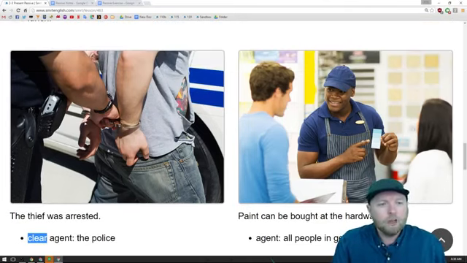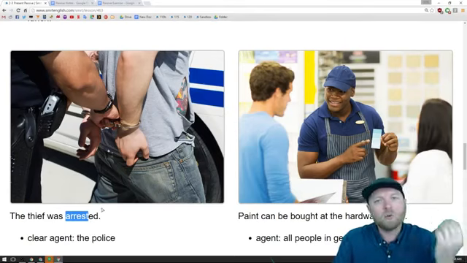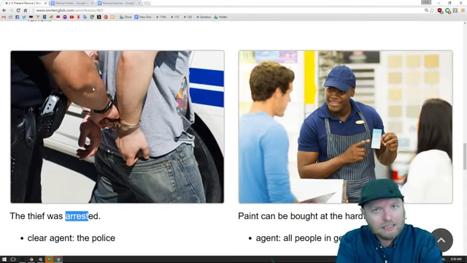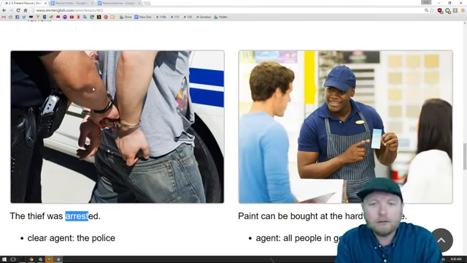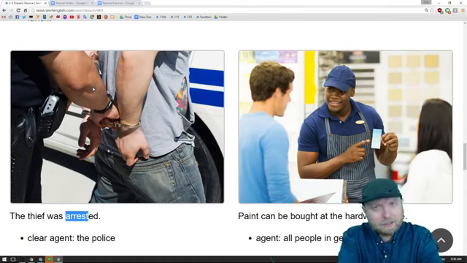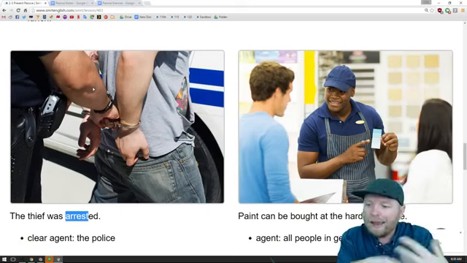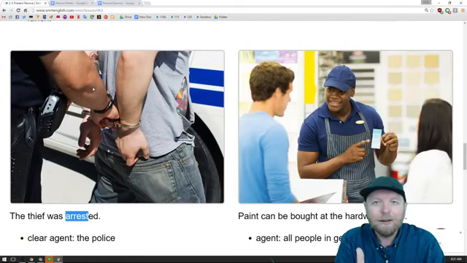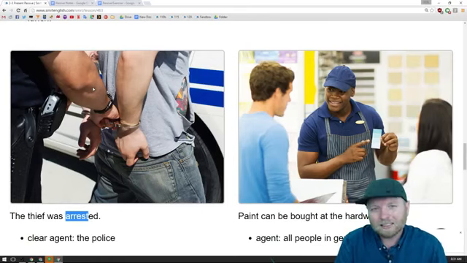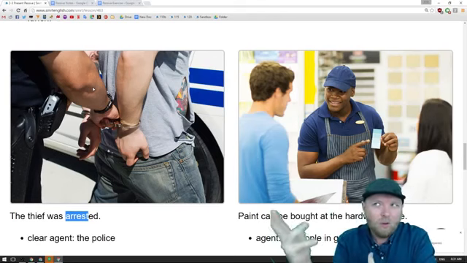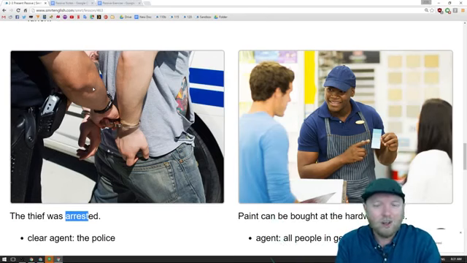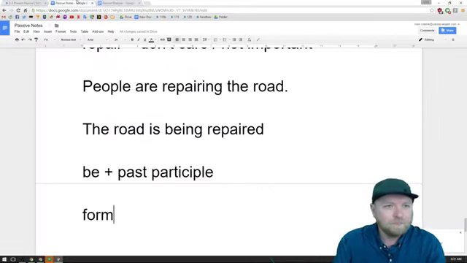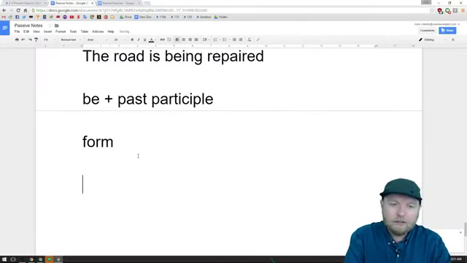Look at this picture. What is this called? This is called arrest. The verb is arrest. Can you arrest me? No. Well, I don't know. Are you police? If you're police, you can arrest me. But most people are not police. So you can't do this action, right? So if I say arrest, the agent is always police, right? It's always police. So the agent is clear, right?